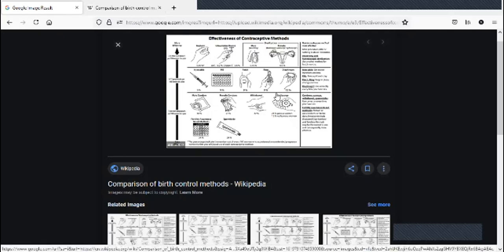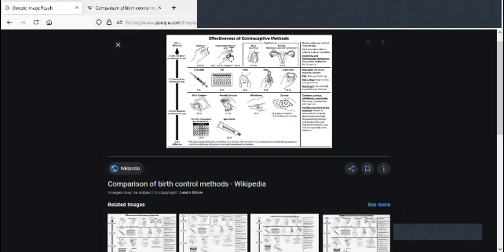So is the screen visible clearly? Ma'am, it's not that clear. So let me see if it will be more clear. Wait for a moment.